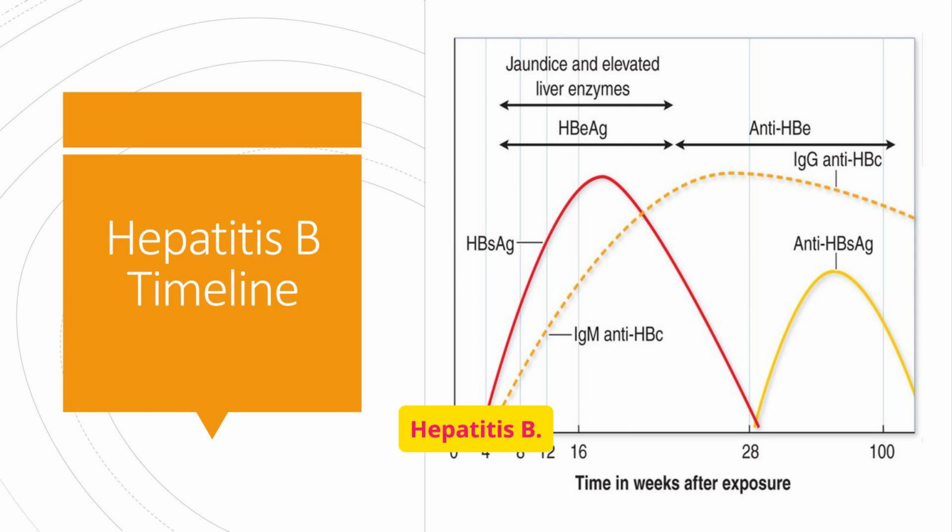This timeline illustrates the levels of different antibodies and antigens over time in weeks after exposure to hepatitis B. It shows the levels of HBsAg, IgM anti-HBc, IgG anti-HBc, and anti-HBs, as well as the periods of jaundice and elevated liver enzymes.